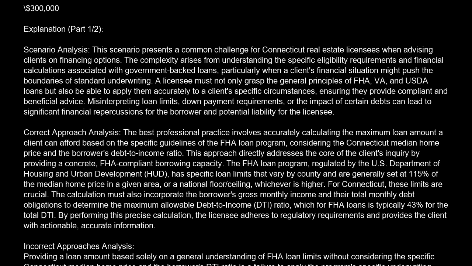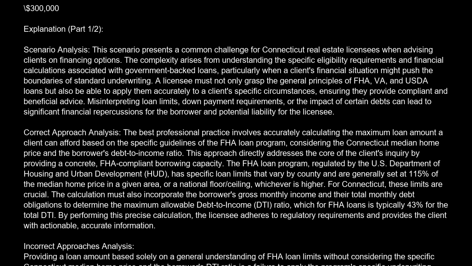The FHA loan program, regulated by the U.S. Department of Housing and Urban Development (HUD), has specific loan limits that vary by county and are generally set at 115% of the median home price in a given area, or a national floor/ceiling, whichever is higher. For Connecticut, these limits are crucial.